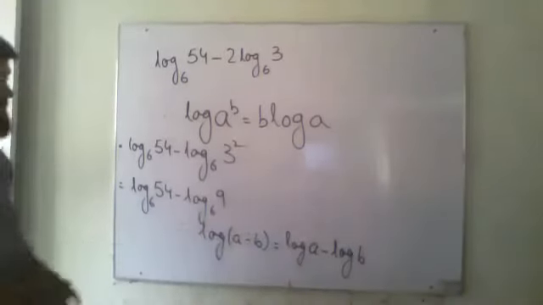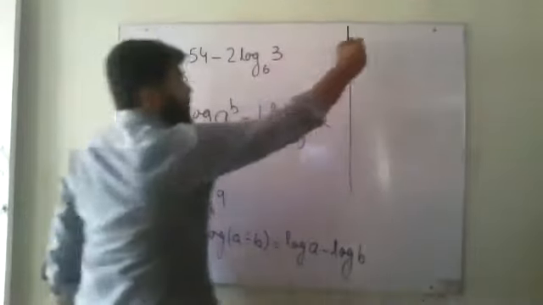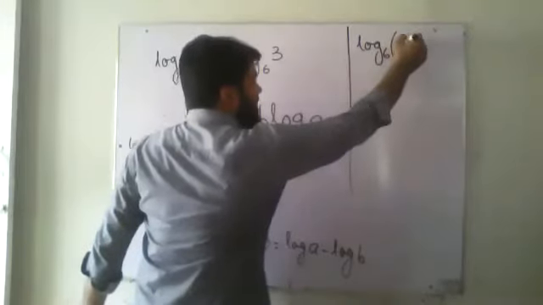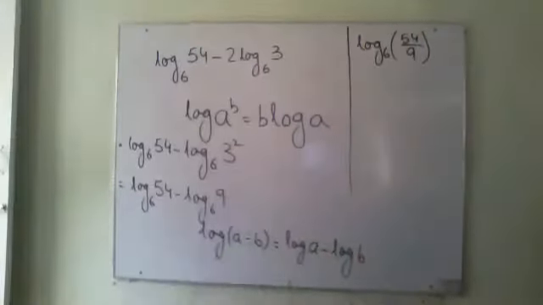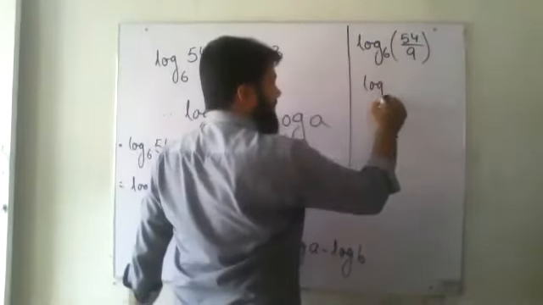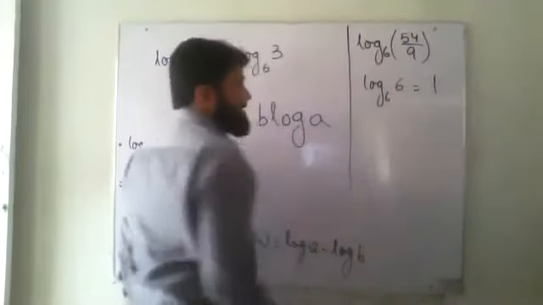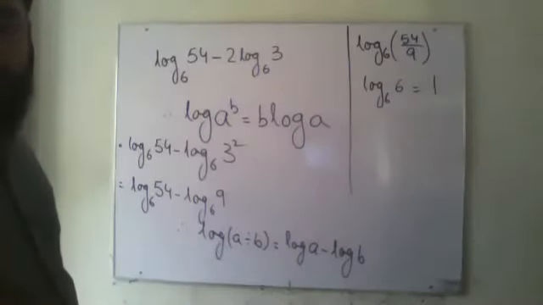So this thing which is written over here will become log base 6 of 54 divided by 9. When I divide them, 54 divided by 9 will be 6, so it is log base 6 of 6, and the answer will be equal to 1. This is how I will solve this question.